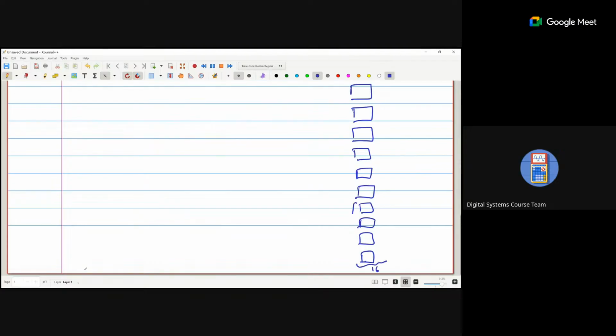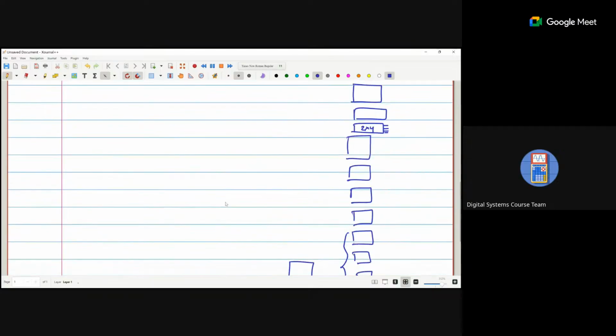Now these 4 will be controlled by one decoder. Why? Because every decoder has 4 lines. So we connect 4 outputs to the enable pins of the 4 decoders. Then for the next 4, we require one more. For the next 4, we require one more.